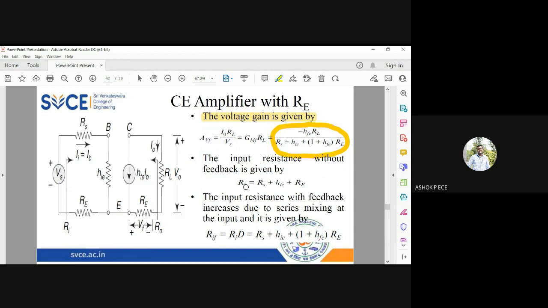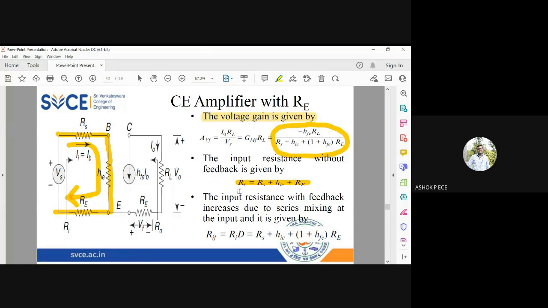Now the input resistance. See the input resistance, take the input side, what all resistance you have. I have one resistance RS, I have one resistance HIE, and I have one resistance RE. If you connect a voltage source here, the same current will flow through all the resistances. So when the same current is going to flow through all the resistances, they are going to be in series. So RI equal to RS plus HIE plus RE.